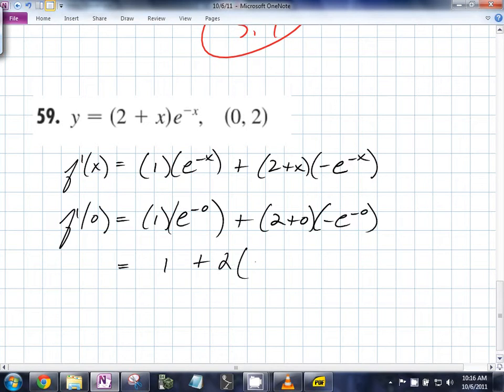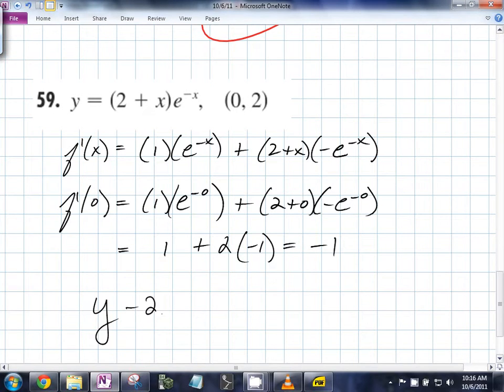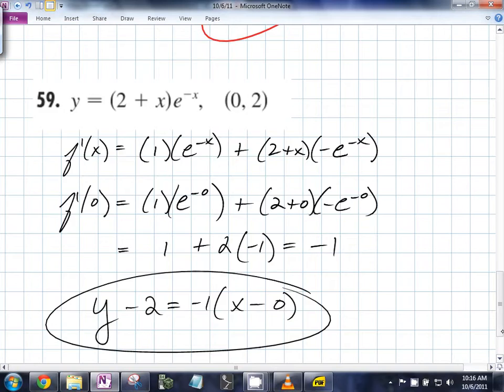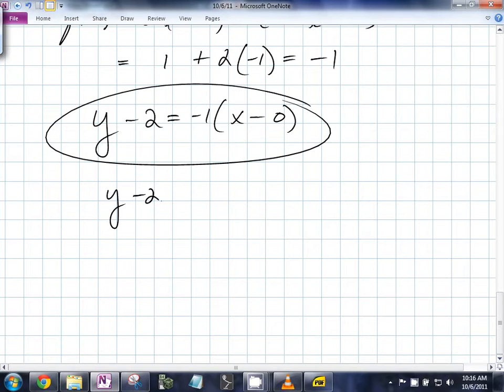Negative 1. So we end up with y minus 2 is equal to negative 1 times x minus 0. Stop there. You're done. Yes, you could simplify a little bit if you wanted to. y minus 2 is equal to negative x. Sure. Or if you really want to, y is equal to negative x plus 2. But you can stop here if you want. Yes, I sure can. It's up here, yep.